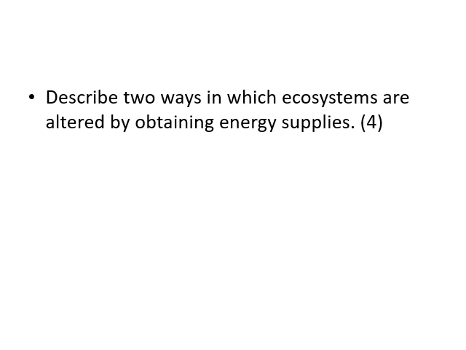So a 4-marker here: describe 2 ways in which ecosystems are altered by obtaining energy supplies. Have a go and upload your answer to that for me, please.